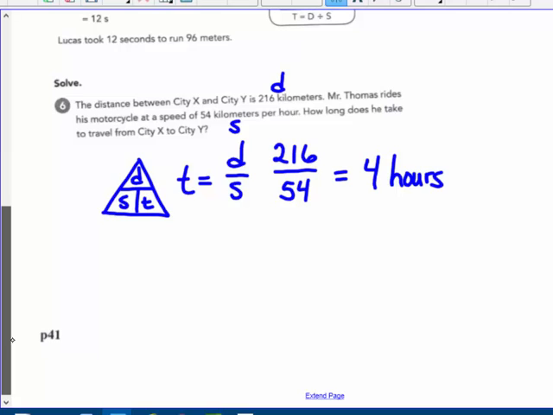So it would take Mr. Thomas 4 hours to travel, if he's traveling at 54 kilometers per hour, to go that 216 kilometers.